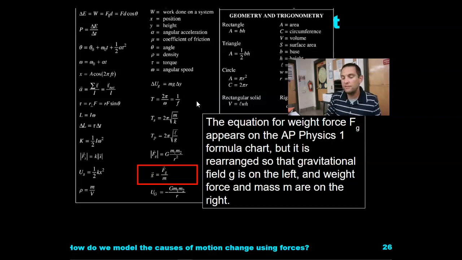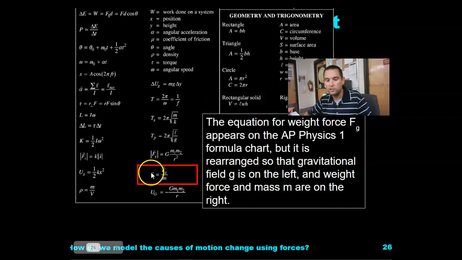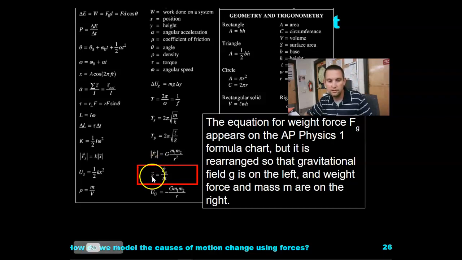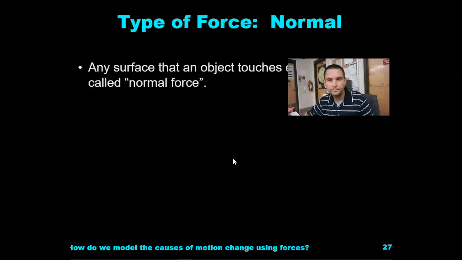The equation for AP Physics 1 is going to look like this, where it's g equals Fg over m. Another way to look at g is looking at it as an acceleration. So rather than 9.8 newtons per kilogram, you could think about it as 9.8 meters per second squared. Both of those things do mean the same thing. Be aware of that. But to calculate your gravitational field, we're going to divide our mass out from the gravitational force.